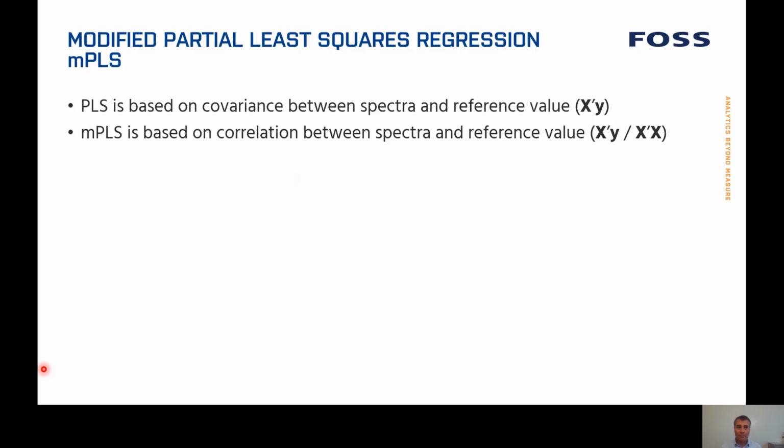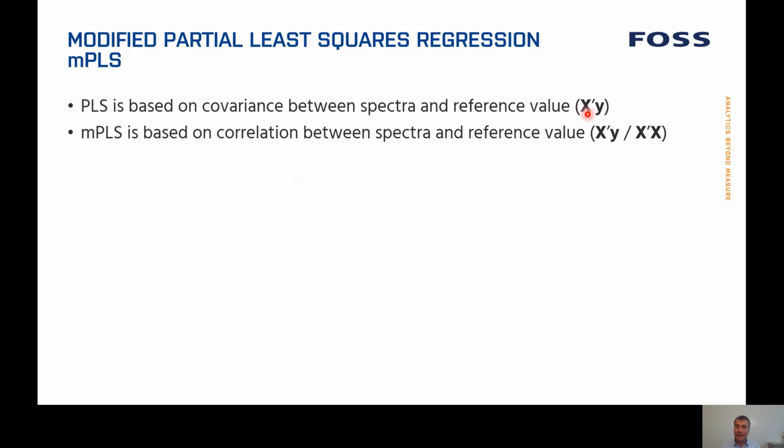As discussed, PLS is based on covariance. So the first thing we do in PLS is to multiply the spectra, the X, in this case X transposed, by the reference value, the protein. And this is a covariance way of doing it. It's X times Y, as we saw in the covariance equation. Sometimes this is good if we have large variations that are relevant to the constituent of interest. But sometimes it's not the best thing to do.